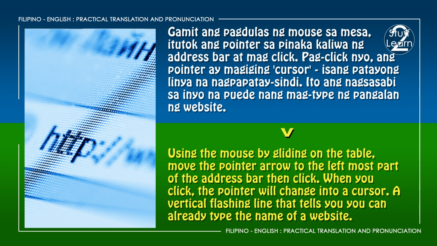Using the mouse by gliding on the table, move the pointer arrow to the leftmost part of the address bar, then click. When you click, the pointer will change into a cursor, a vertical flashing line that tells you you can already type the name of a website.